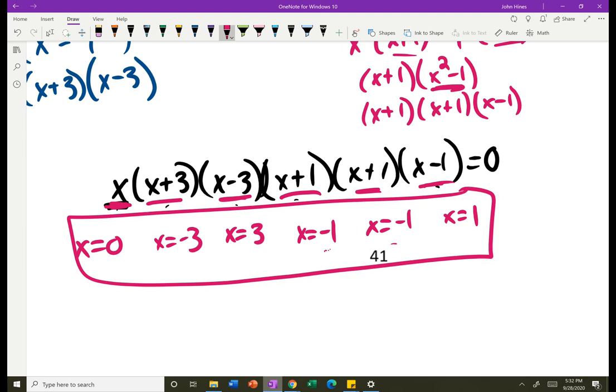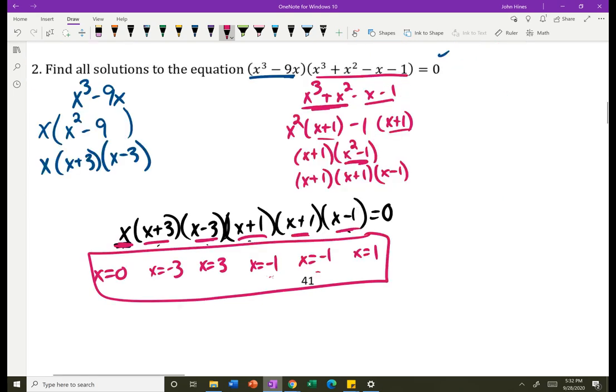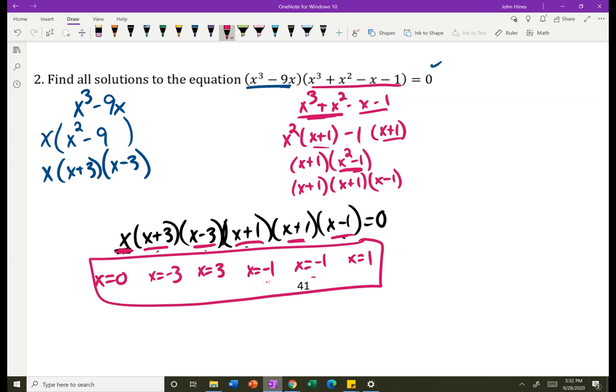Sometimes our solutions repeat, and we're going to talk about the effect of that when I have a repeated solution like I do here with the negative 1 and the negative 1. But those are my solutions. Those are what make this equation equal to 0.